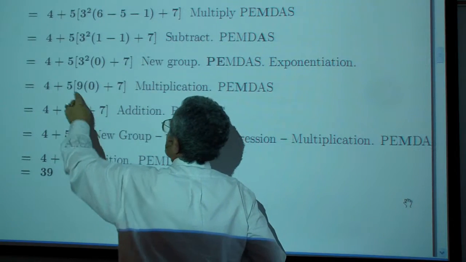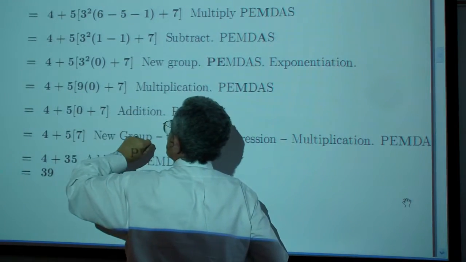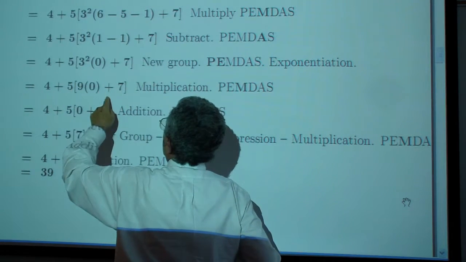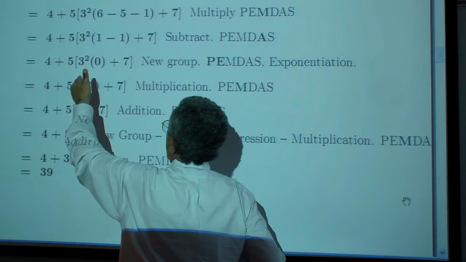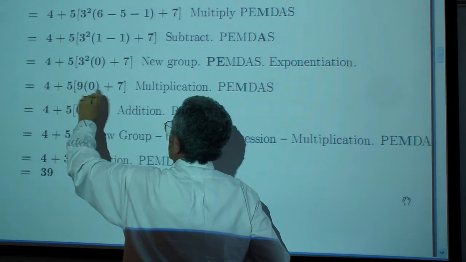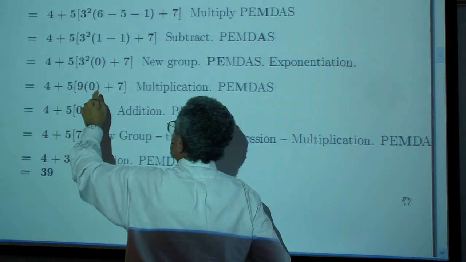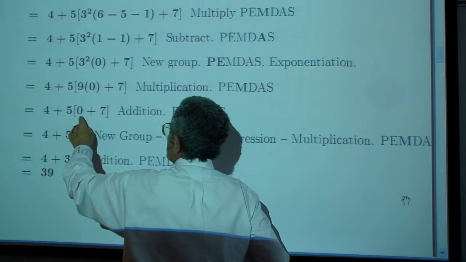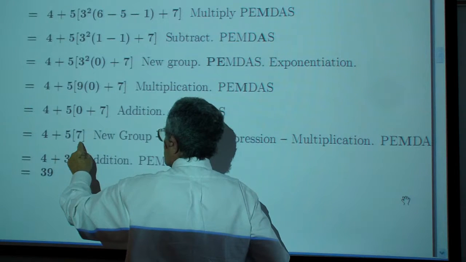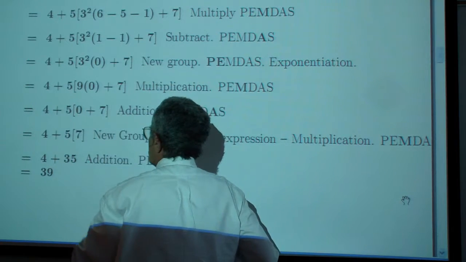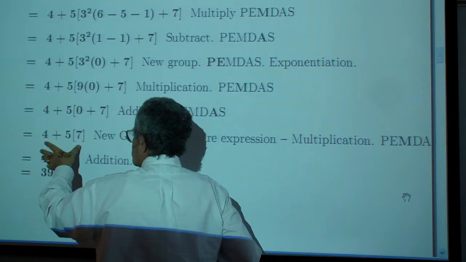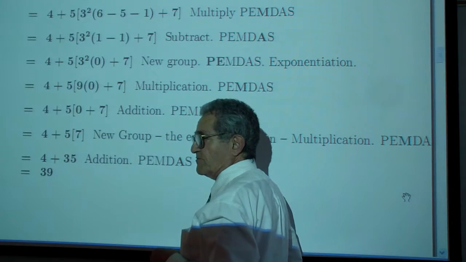Start over again. Your next P, parentheses. Are there any exponents? Yes. Actually, we've already taken care of the exponents, so yes. That's 9. Multiplication, 9 times 0 is 0. No more multiplication or division. Addition or subtraction, yes, that becomes a 7. We are down to one number. Go down to your next group. Your next group is the entire expression.